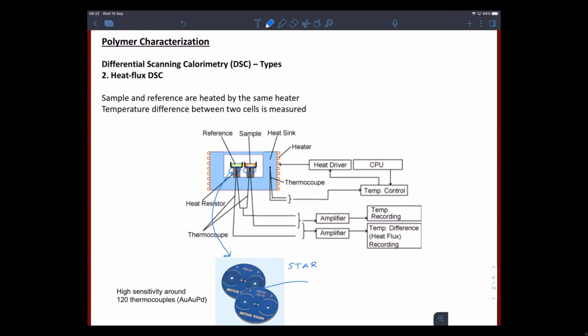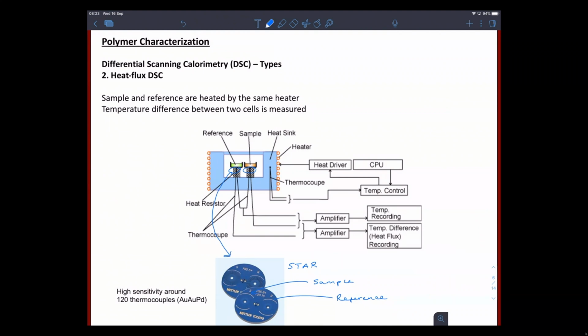That has positions on it, as you'll see, for both the sample, which is S, and the reference. So both our crucibles can sit on top of the same thermocouple or sensor, if you like. Now, the sensor is the main component of the DSC, and it's responsible for detecting the heat flow. These are called star sensors because they have a star arrangement of thermocouples in there. They can range from between 50 to 120 thermocouples. The higher the number of thermocouples, the greater the resolution and accuracy of the instrument.